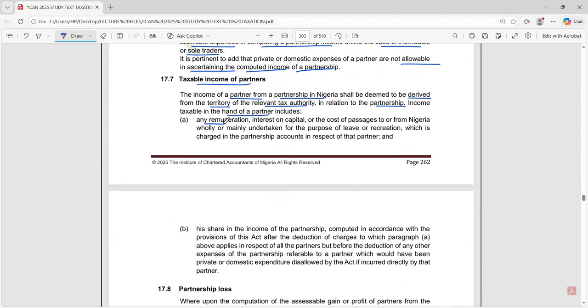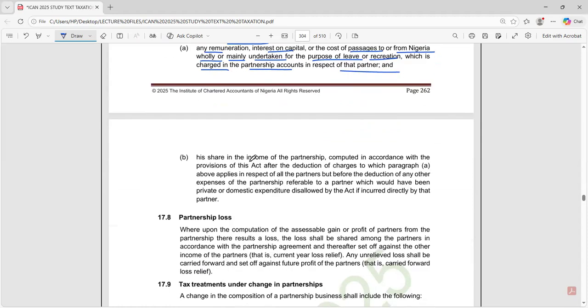Any remuneration like salary, interest on capital, or cost of passage to and fro Nigeria, wholly or mainly undertaken for the purpose of leave or recreation, which is charged in the partnership account in respect of that partner. That passage you're talking about is like travels, what they call cost of passage. Also, share in the income of the partnership computed in accordance with the provisions of this Act, after the deduction of any charges to which the paragraph above applies.